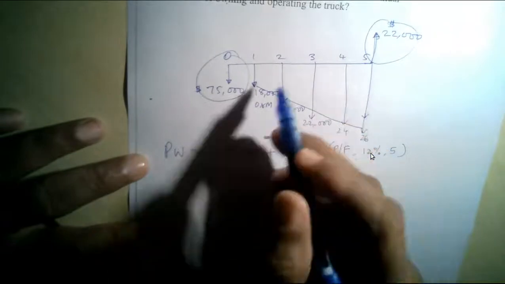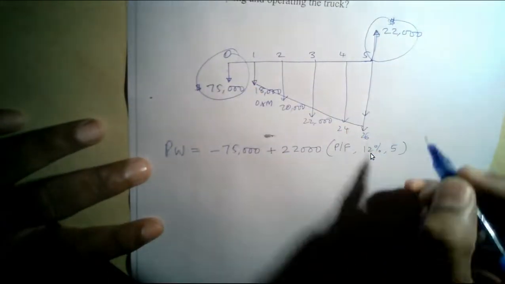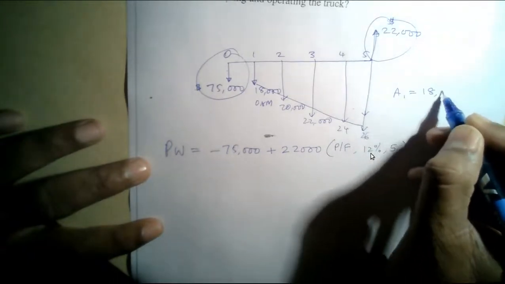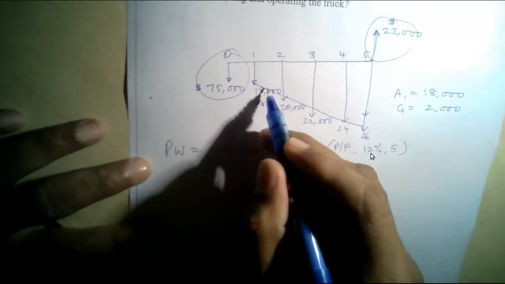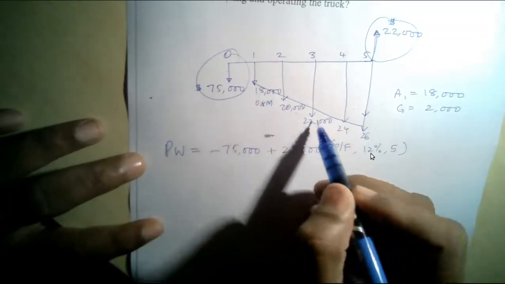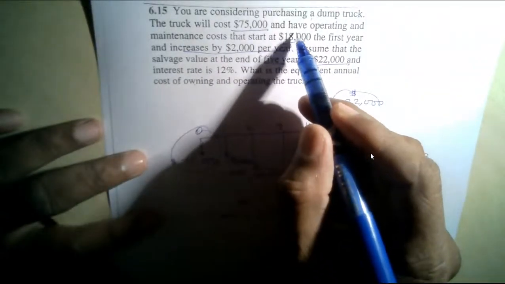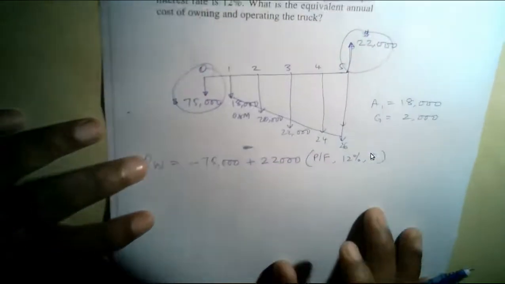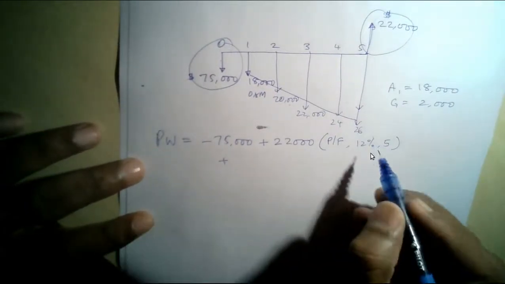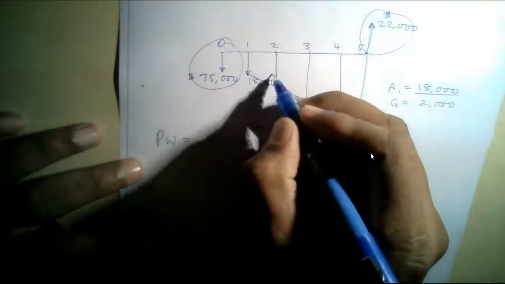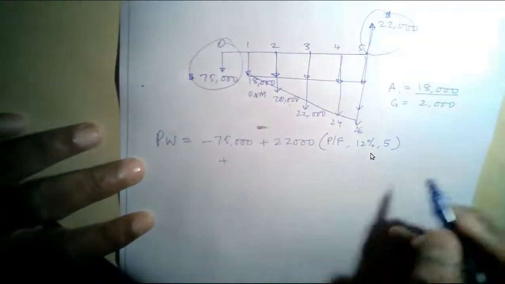Now I need to consider the gradient. This is an arithmetic gradient. In this, A1 will be 18,000 and your G is 2,000, because it starts with 18,000 and every year it increases by 2,000. These two numbers are given in the question. So how to do that? First, we need to calculate two parts. First, consider only this one: every year it is only 18,000 like this.